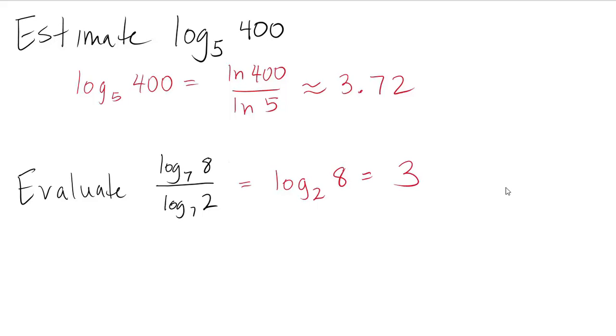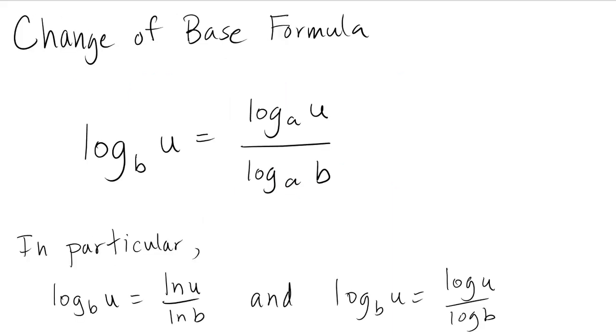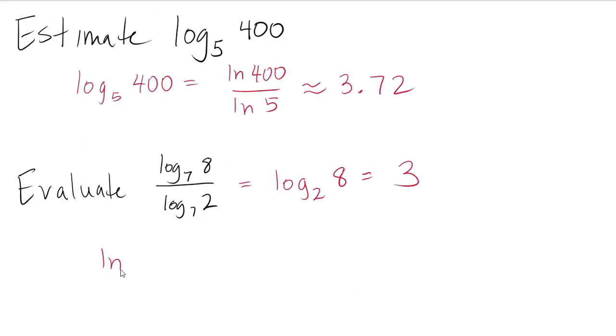Is that the only way to do this? No. If you understand the change of base formula, then you know that log base 7 of 8 divided by log base 7 of 2 is going to be the same as log base anything of 8 divided by log base anything of 2. That's what this rule says. So you could just pick a different base, like we could have done the natural log of 8 divided by the natural log of 2.